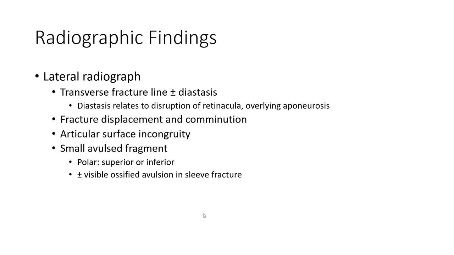Radiograph findings. Lateral radiograph: transverse fracture line plus or minus diastasis, fracture displacement and comminution. Articular surface incongruity. Small avulsion fragment, polar, superior or inferior, plus or minus visible ossified avulsion in sleeve fracture.